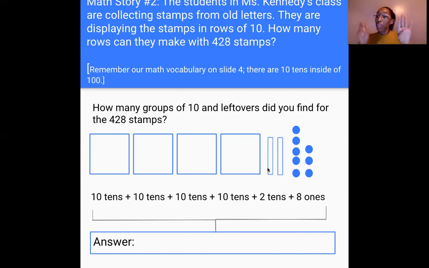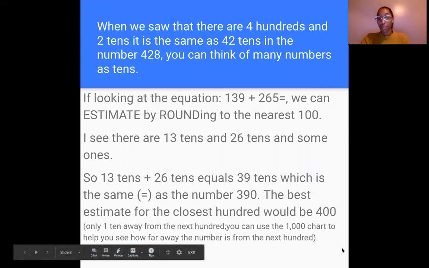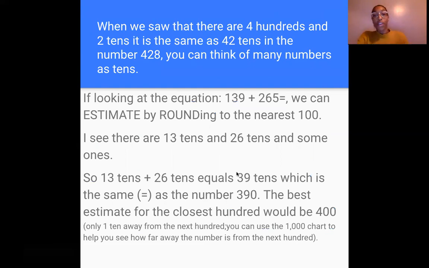So now 40 tens plus those 2 tens gives me 42 tens. And I'll still have those 8 ones there. So that would be our answer. How many groups of tens? 4 groups of tens and 2 tens. Altogether, we have 42 tens. So let's think about this. When we saw that there were 4 hundreds and 2 tens in the number 428, it was the same as 42 tens. You can think of many numbers as tens.